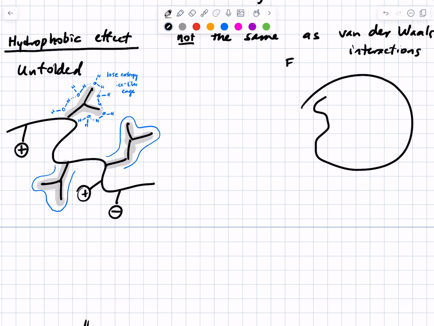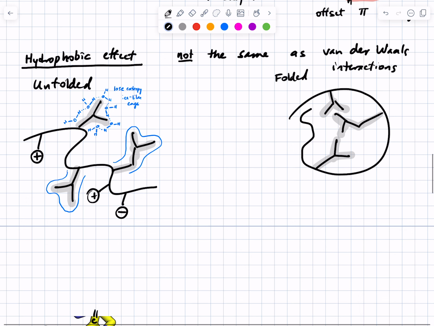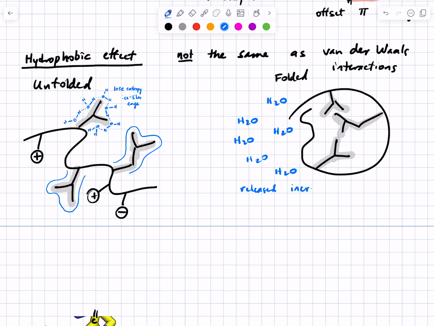In contrast, in the folded shape, usually all the nonpolar side chains are buried in the interior where they do interact with each other via van der Waals interactions. So you do pick up van der Waals interactions in the folded protein. That's probably not the major effect though. The major effect is all of these water molecules that used to be in the immediate vicinity of the nonpolar side chains are now released, and they have much increased entropy, which is why folding is downhill.